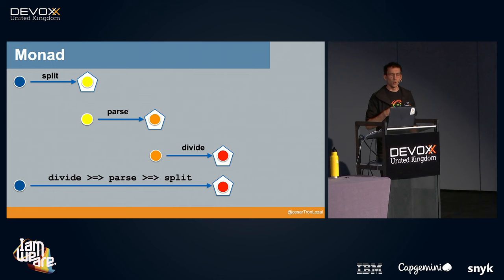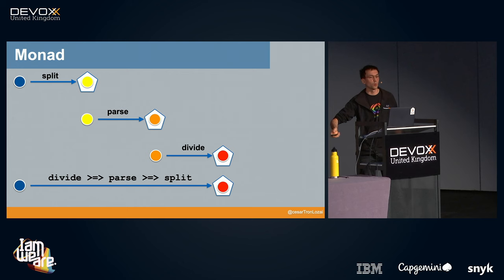And so if we now look back at our problem, we can see that if we have the split, the parse, the divide, now by using optional and flat map, we can have our beautiful one-liner. And that is the definition of monad that you should remember.